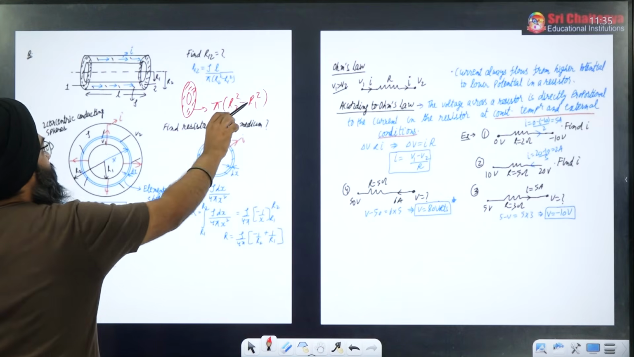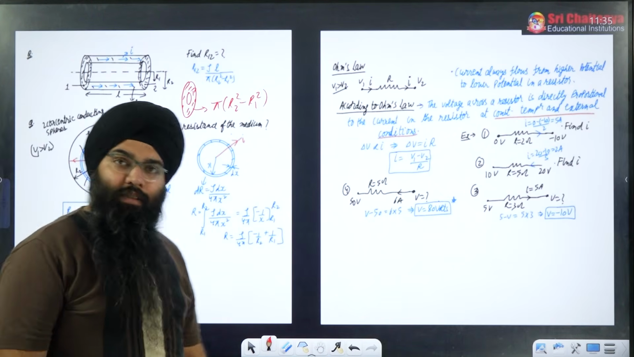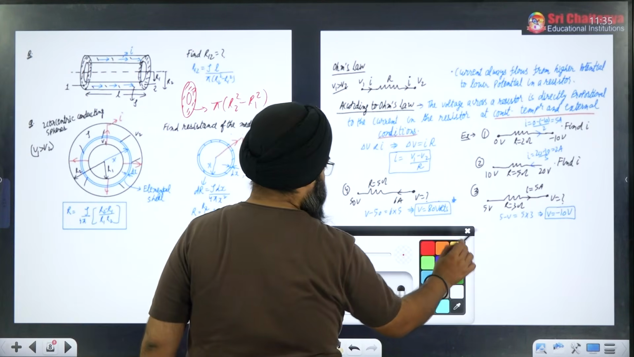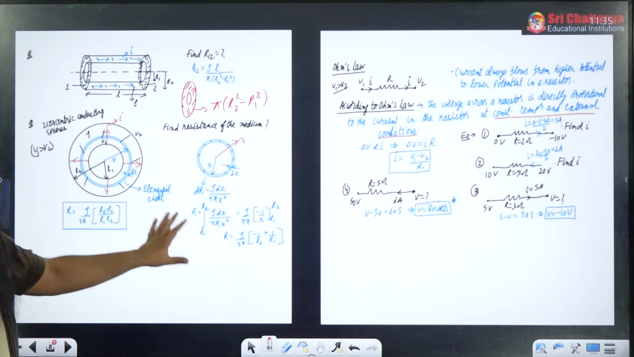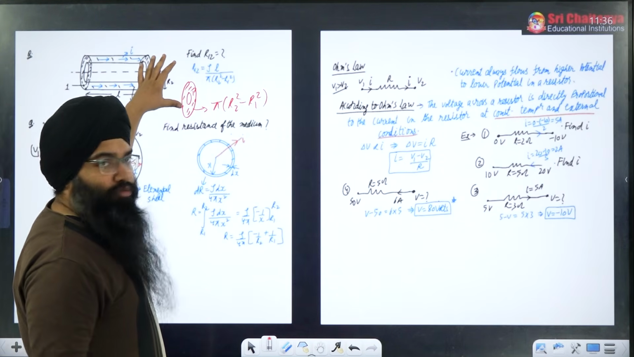So area of cross section will be this, length will be this, so resistance will be rho L divided by pi R2 square minus R1 square. I hope this particular formula is also clear to you. No need to do this particular question. For NEET it is not that much important, but these type of questions can come.